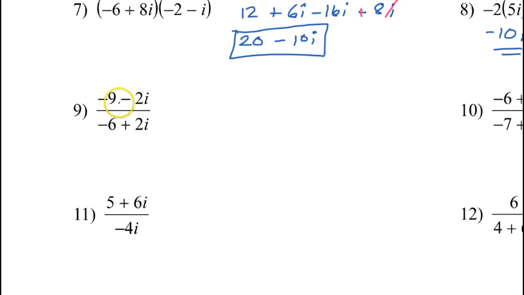Okay, when you're dividing, you cannot have i in the denominator. And the way we get rid of i in the denominator, if you have a binomial, you multiply by the conjugate. The conjugate here will be negative 6 minus 2i. So I just changed the sign of the imaginary part only. I have to multiply the numerator by the same exact thing. So negative 6 minus 2i.